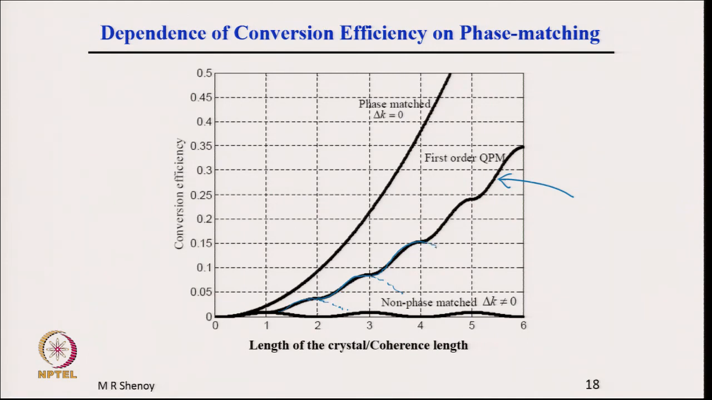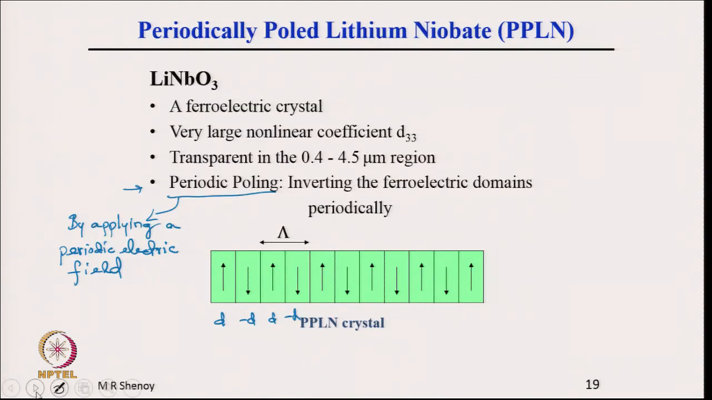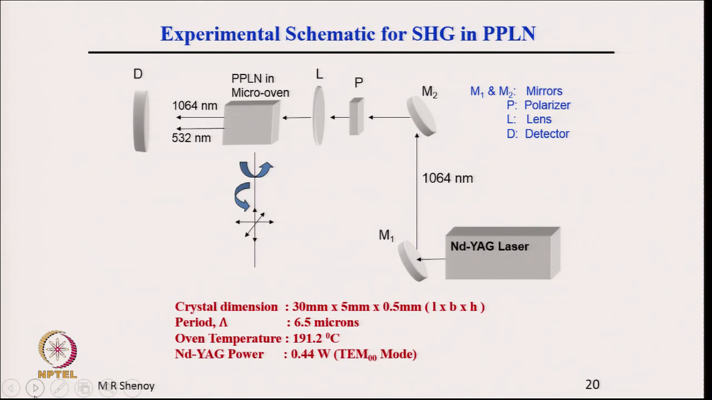So, if we did not flip here, it would have come down oscillating, but we flip, then again it builds up. So, these are multiple sine square curves, and multiple sine square increasing leads to an effective increase of the conversion efficiency by quasi-phase matching. You may probably have to see more details, but the objective was just to indicate the quasi-phase matching technique.